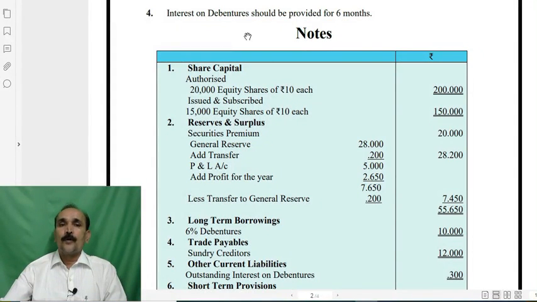Notes to accounts. Before solving the problem, we have to prepare the notes. Note 1, share capital. Authorized share capital: 20,000 equity shares of rupees 10 each, 2 lakhs. Here 20,000 multiplied by 10 is equal to 2 lakhs. It is the authorized capital; it is not added in the balance sheet, we only have to show it here. Issued and subscribed: 15,000 equity shares of rupees 10 each, 1,50,000. These 15,000 equity shares are issued out of 20,000 equity shares of rupees 10 each.